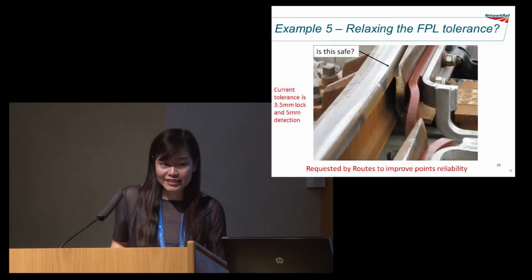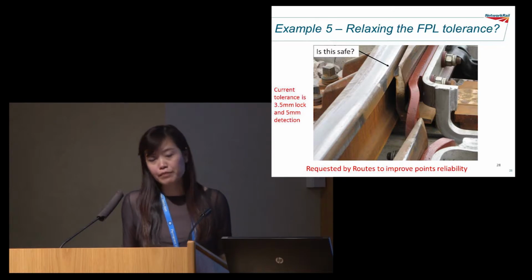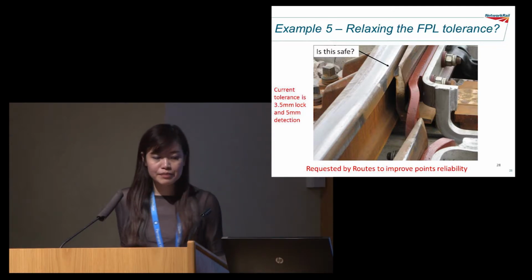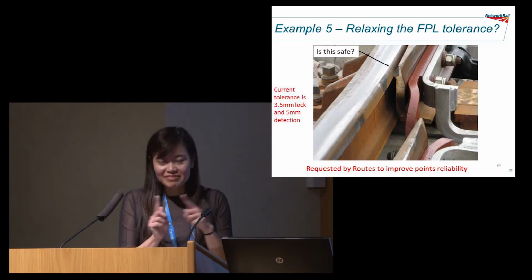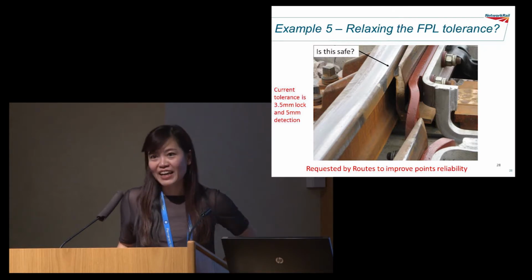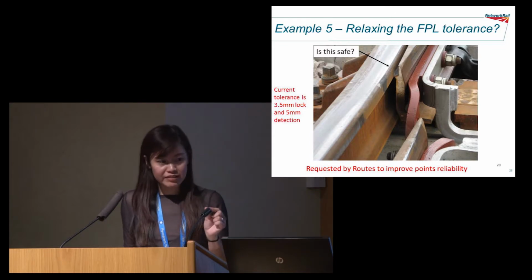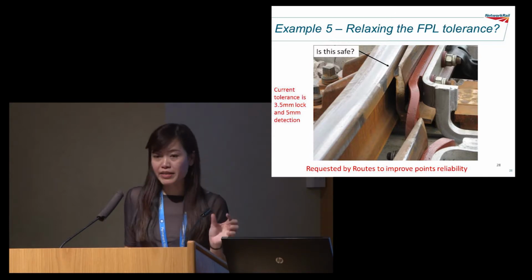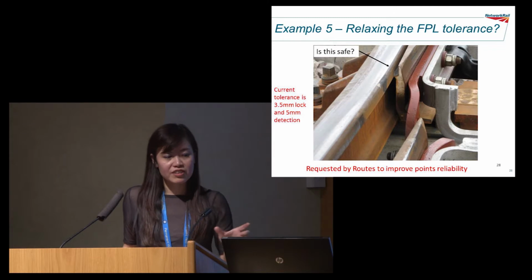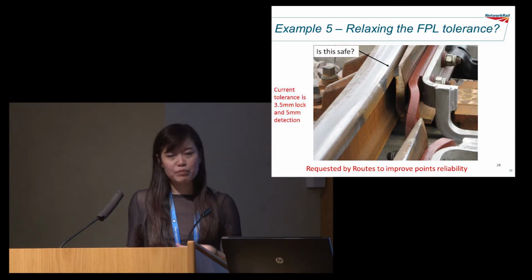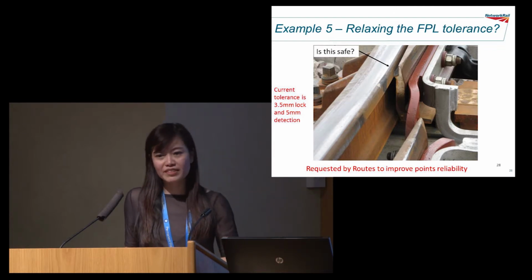Example 5, relaxing the FPL tolerance, the front point lock tolerance. I was asked by the routes if we can relax the tolerance a bit. At the moment, it's lock at 3.5 mil and detection at 5 mil. If we can increase the tolerance, then we can run more trains. We won't have that many point failures.